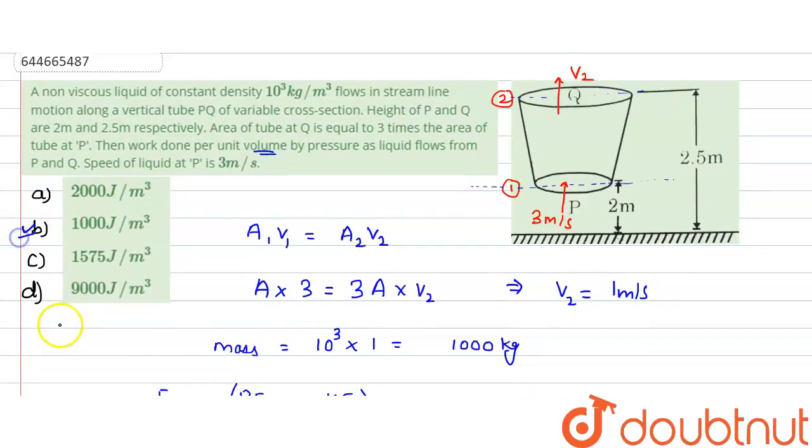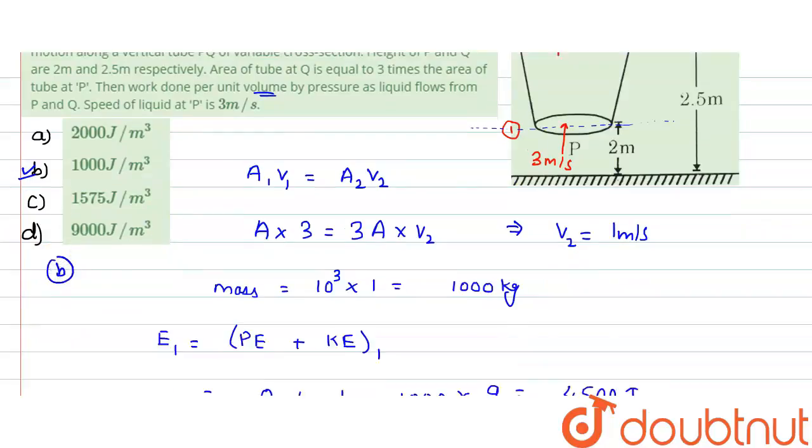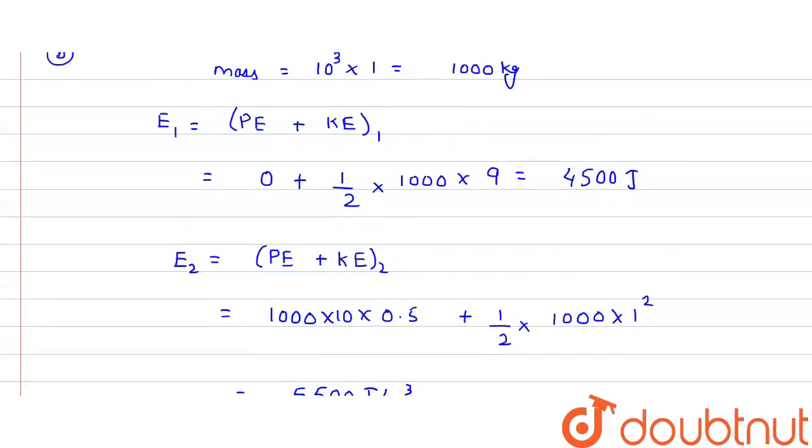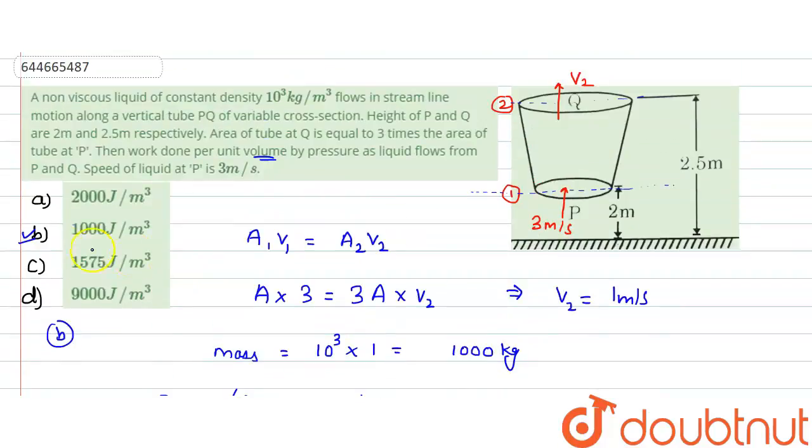Which is the correct option? Our B option. Basically this is per unit volume, so we can just write per meter cube. These quantities are per meter cube, because we have just taken the volume to be unity. So B would be the correct option. Hope you understood this solution.